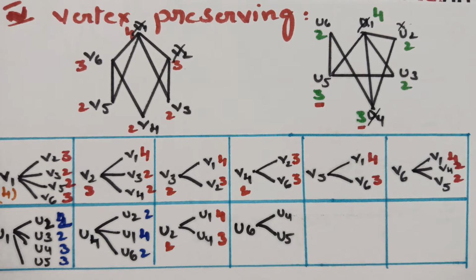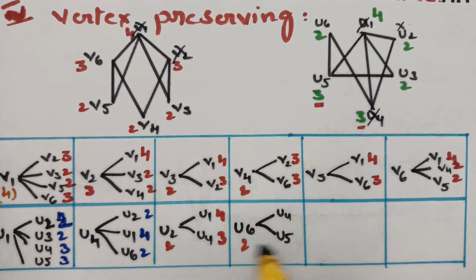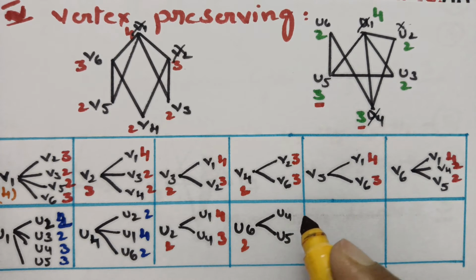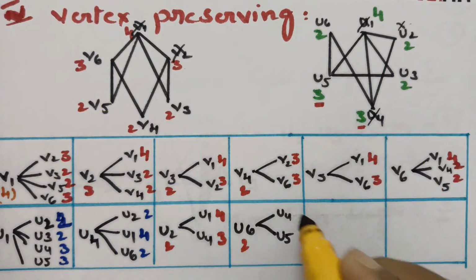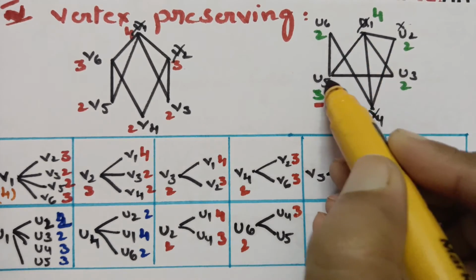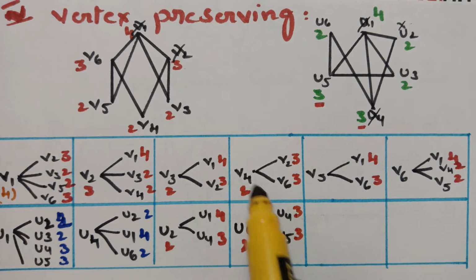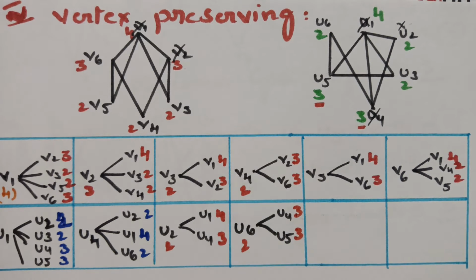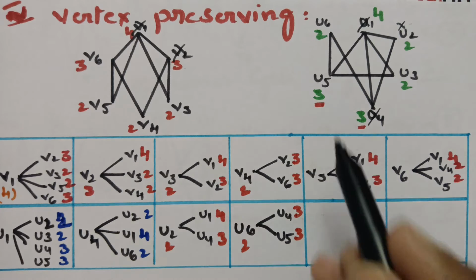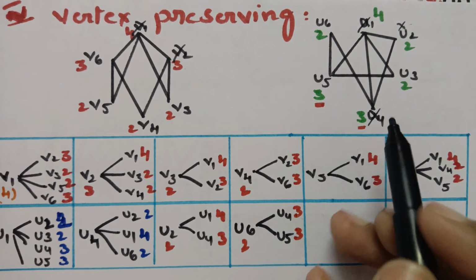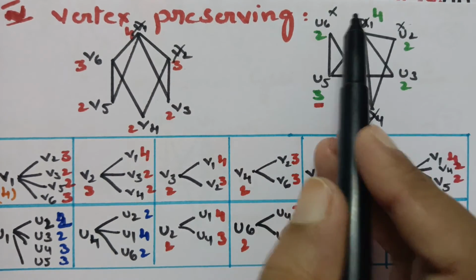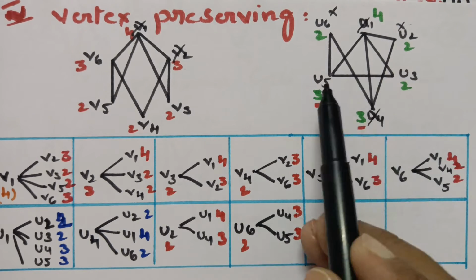So here U6 is having degree 2, and U4 is having, see here, U4 is having degree 3 and U5 is also having degree 3. So 3, 3, 3, 3. So U4 is similar to U6. And this one U6 is also done. U6, so this is also done. 1, 2, 3, 4 are done, so we have to go with this.